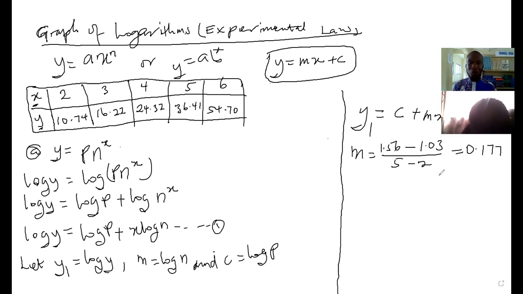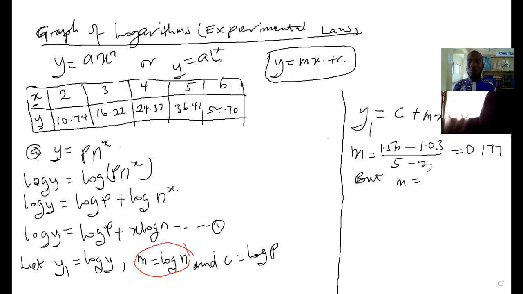But we are not to find m. We are to find the values of P and N. And there's a relationship between m and n here. M is equal to log N. There's a relation between the two of them, so we are going to base on that relationship to find our n now.